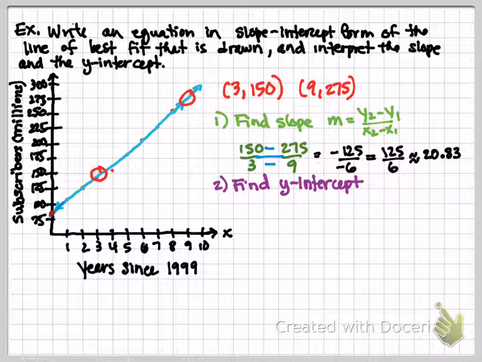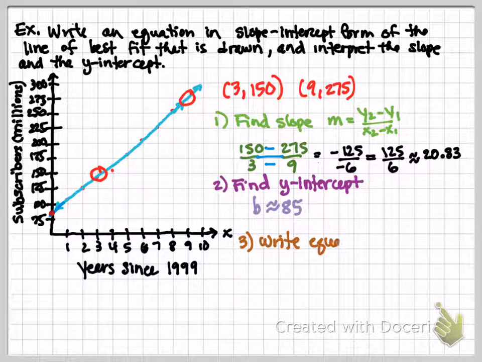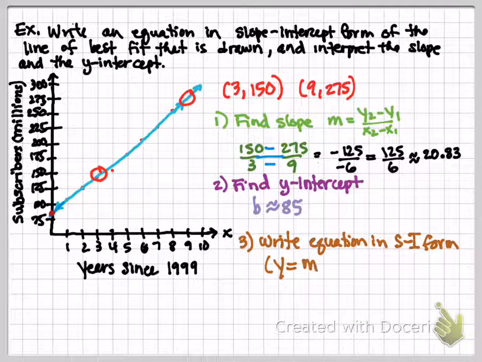And we would say the b value is approximately about 85. So our last step would be to write the equation in slope-intercept form. And if you don't remember, that's y equals mx plus b. So all we do is plug the numbers in where they go.